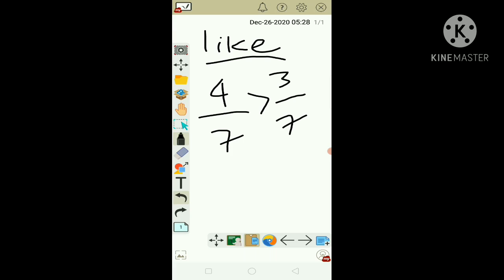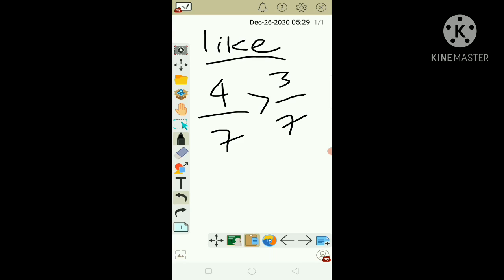If it is like fractions, first you have to check which type of fraction it is. You know very well the types: unit fractions, like fractions, unlike fractions, improper fractions, mixed fractions. First you have to check which type the given fractions are. So 4 upon 7, 3 upon 7: if you notice, both denominators are the same, 7. So first condition, you have to check the fraction. If both denominators are the same, then this is a like fraction.